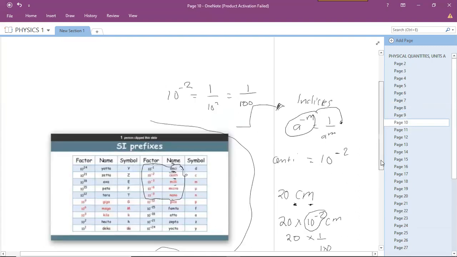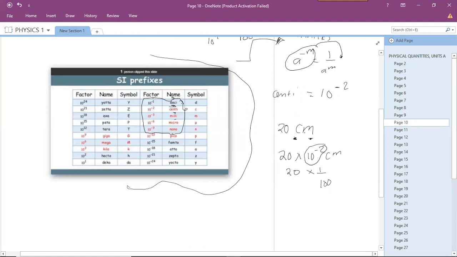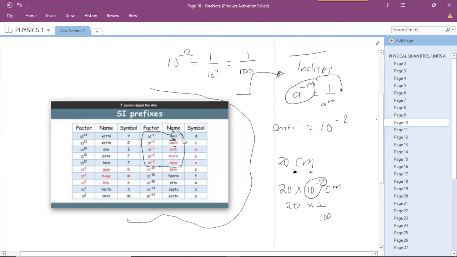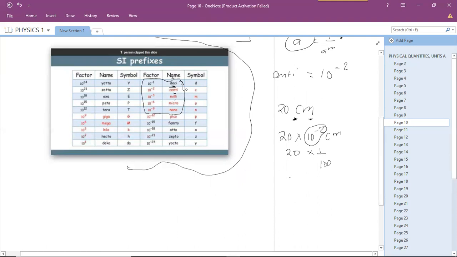So that's what I did here. I want to convert 20 centimeters to meters. This centi here means 10 to the power -2. So it will be 20 times 1/100, using this rule of indices. Therefore, this would be 20/100. That cancels, then it would be 0.2 meters. So do you see how this prefix table can be used in terms of unit conversion?